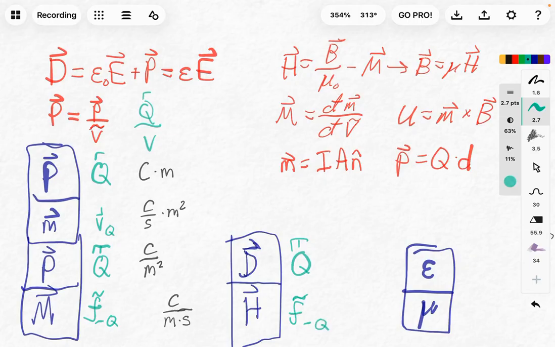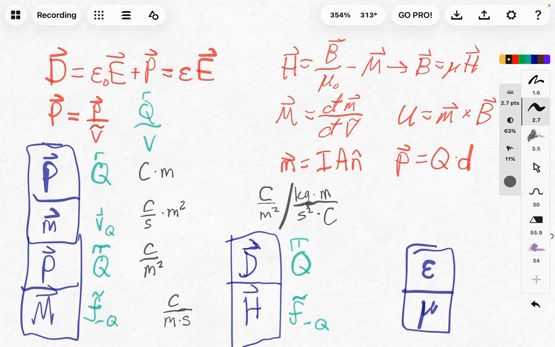Now for the fun stuff, let's look at permittivity and permeability. So we can see permittivity is the units of the displacement field over the electric field. And thus, we have a little bit more calculation to do. This is coulombs per meter squared, over kilograms per second squared meter per coulomb.